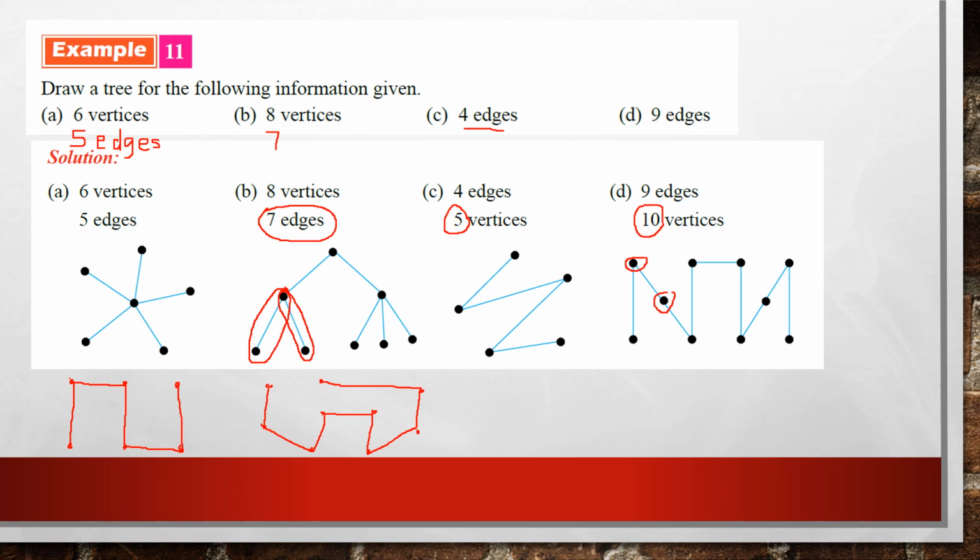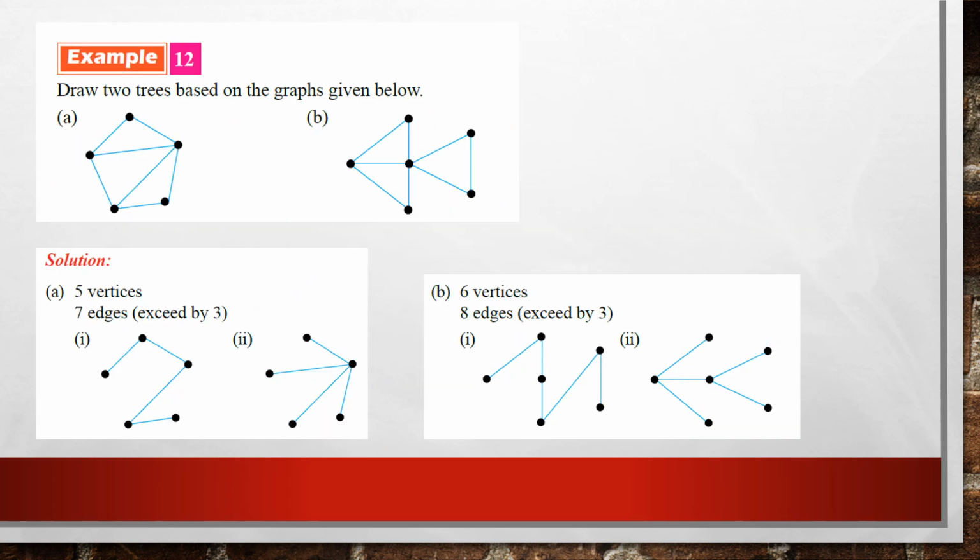Okay. Then we go to example 12. Draw 2 trees based on the graph given below. So here diagram A is not a tree, but from this graph you have to find the tree. So please remember that first you count how many vertices you have.